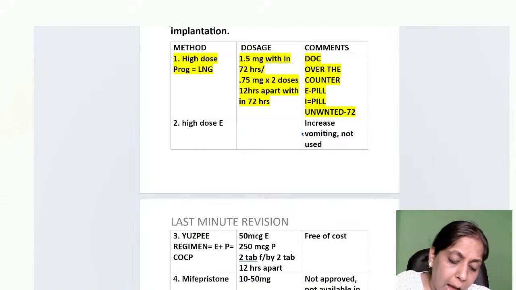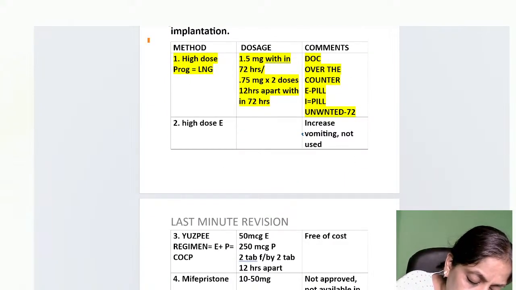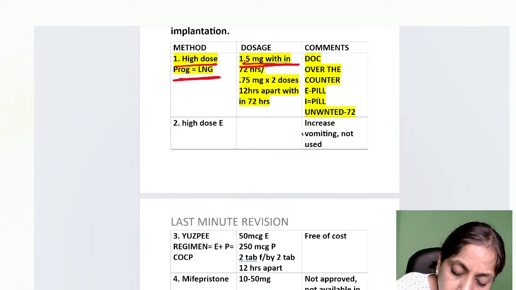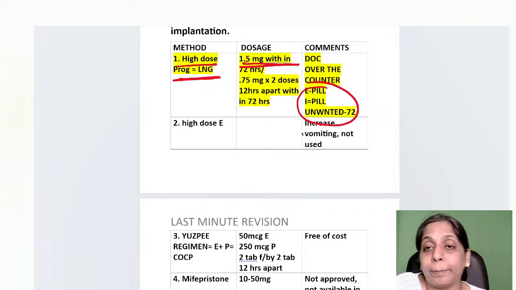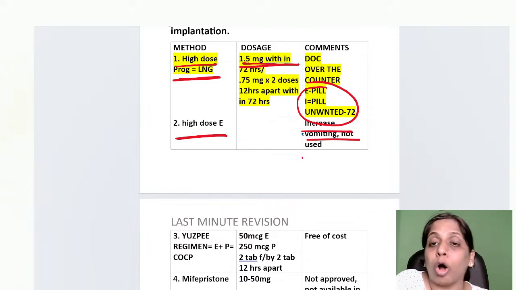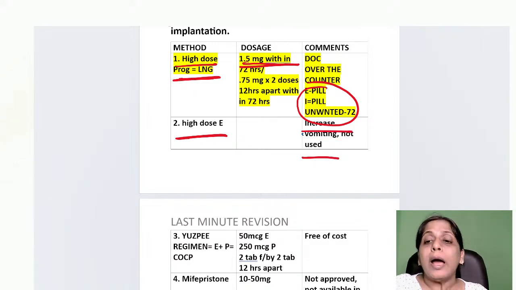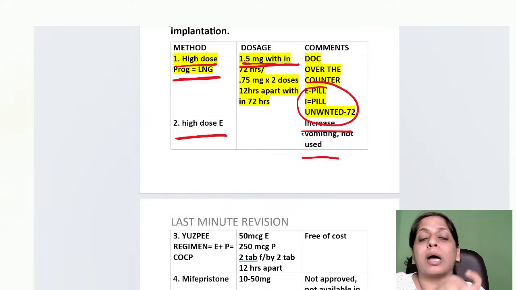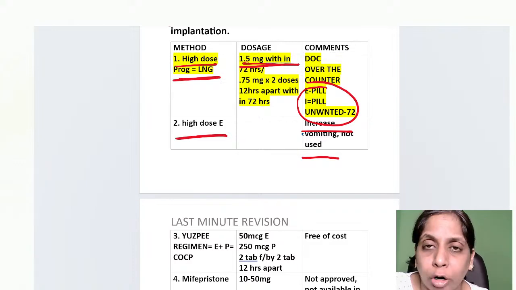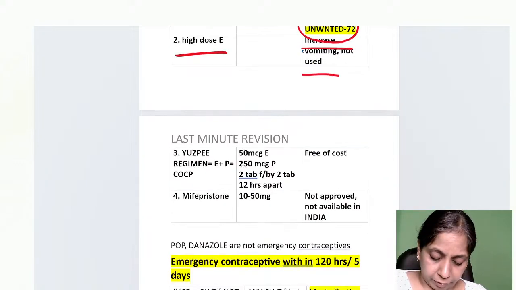The measures are high dose progesterone, levonorgestrel. You have to learn this dose, 1.5 mg. It comes by the name e-pill, i-pill and unwanted 72. High dose estrogen can also be used, but we are not preferring it because high dose estrogen pills cause a lot and lot of vomiting. So we are not preferring it.